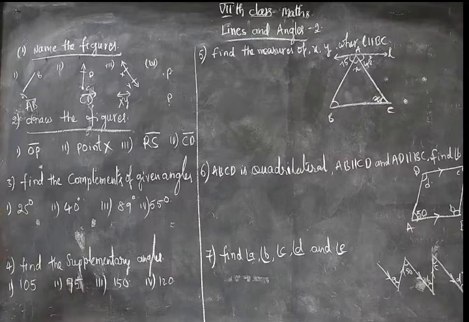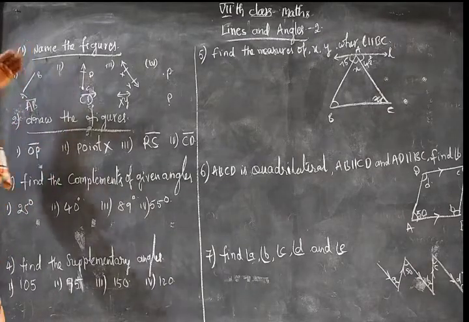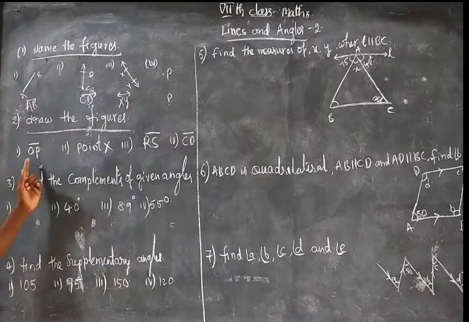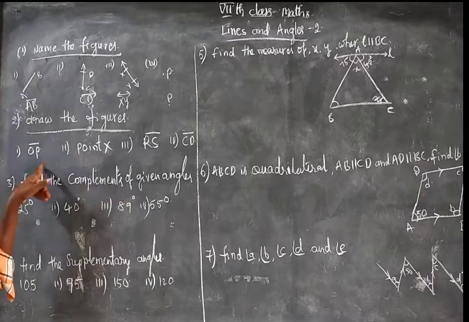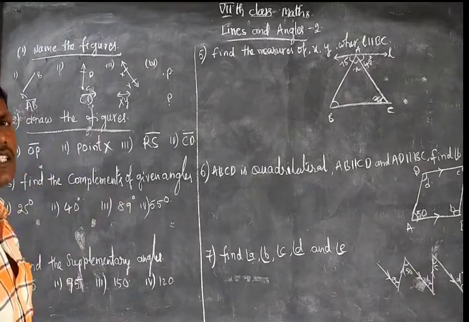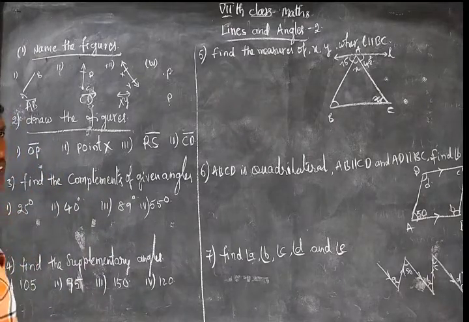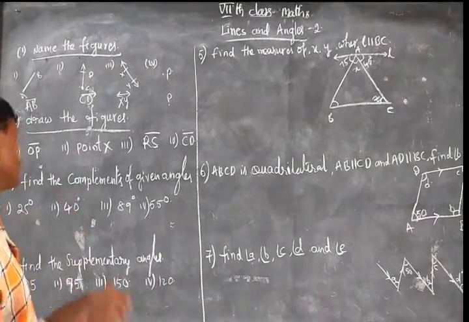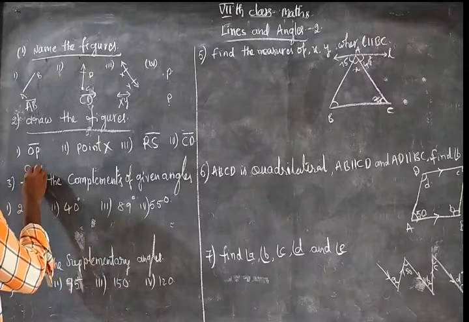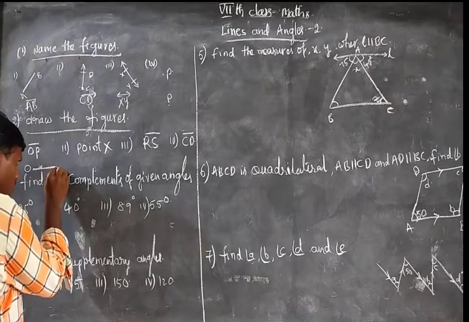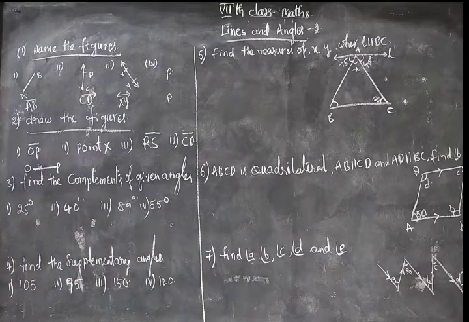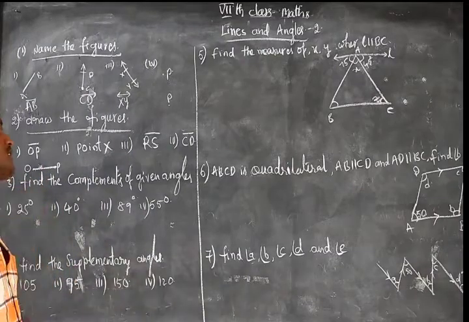Next one, draw the figures. In the first one we were given the pictures and then we gave the names. In the second one, he gave the names, and we have to draw the pictures. First one, OP. What is it? Line segment. It doesn't have any mark. So we can draw O dot and give P. OP line segment.